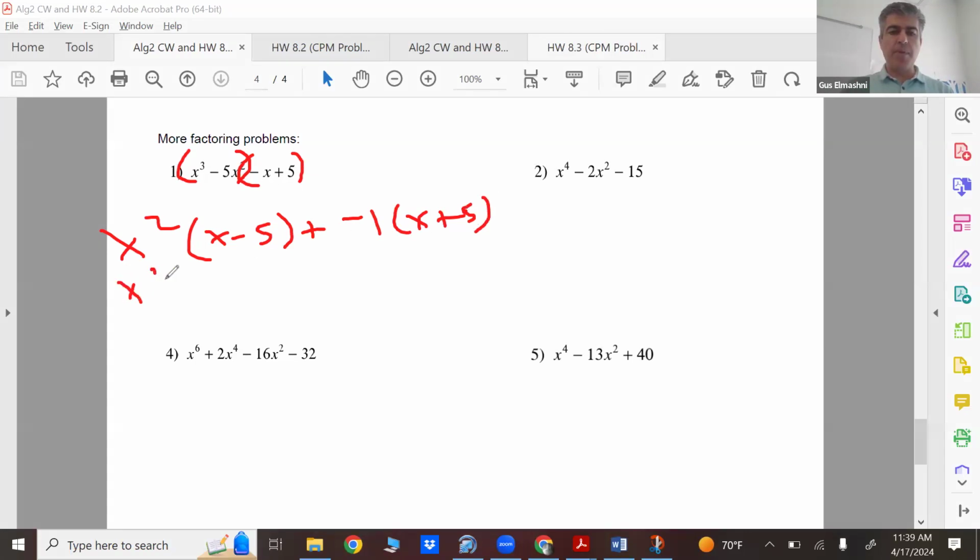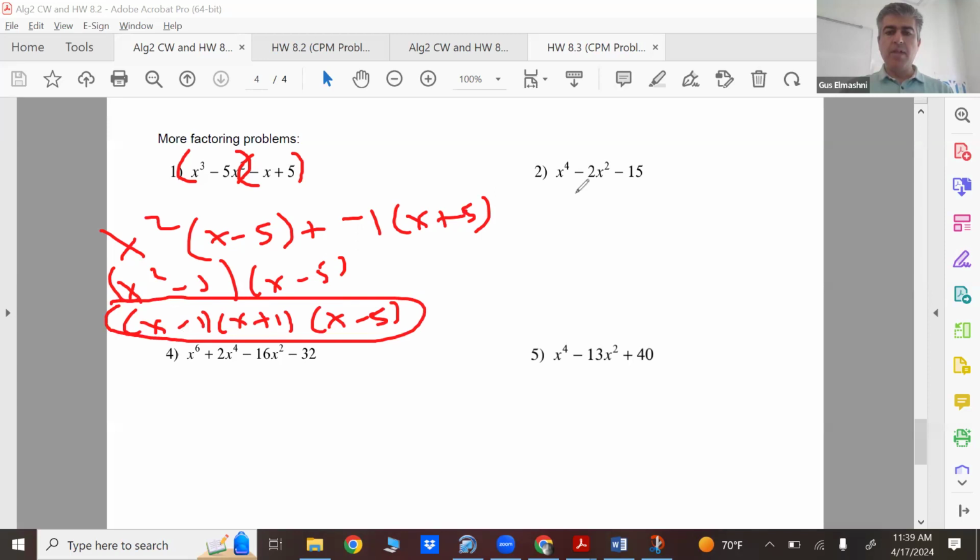So it happens I have x squared minus 1 and x minus 5. And now it's not quite factored all the way because x squared minus 1 can be broken down a bit further, like that. And now I have it the way I want it, right? All's good. Let's look at number 2.